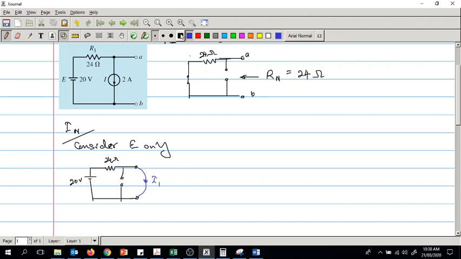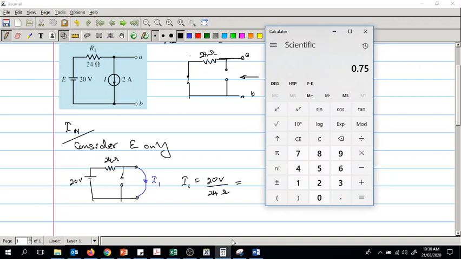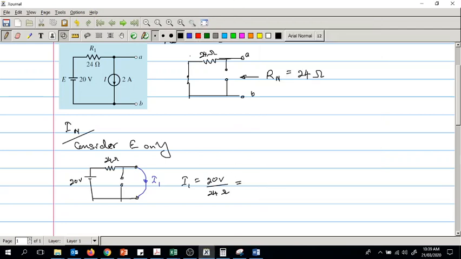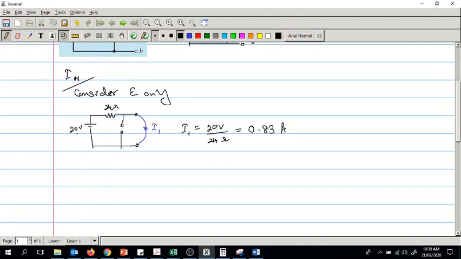From this circuit, I1 is equal to, okay, 20 volts divided by 24 ohms using Ohm's law, which will be 20 divided by 24, which is 0.83 ohms, rather 0.83 amperes. Now we'll do the same thing considering I2 only.